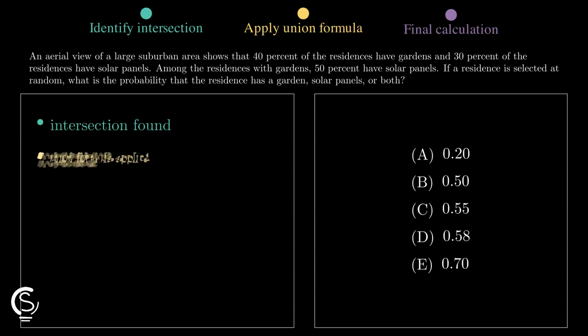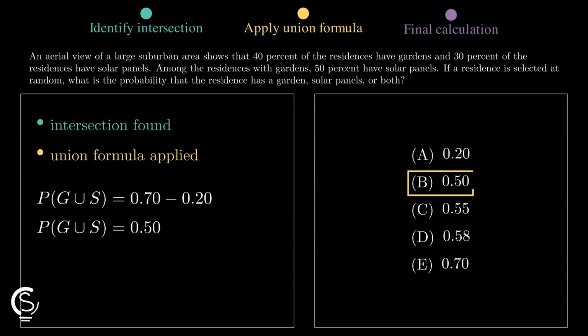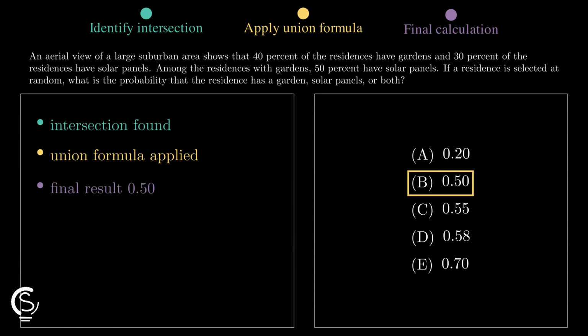Finally, perform this simple subtraction to arrive at the total probability of having either a garden, solar panels, or both. That makes option B our final answer. Let's go!